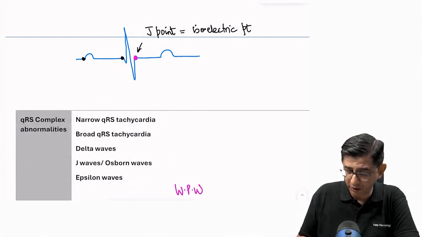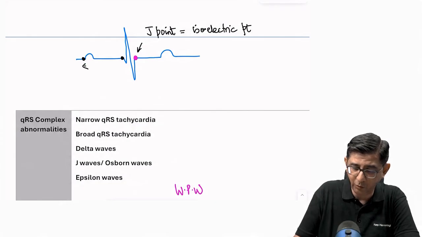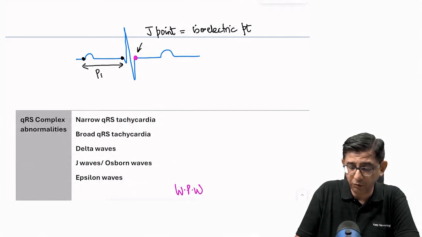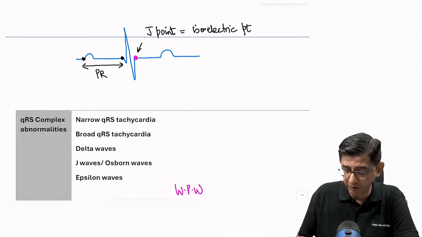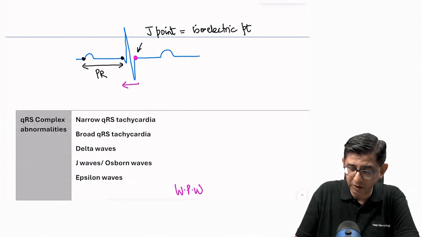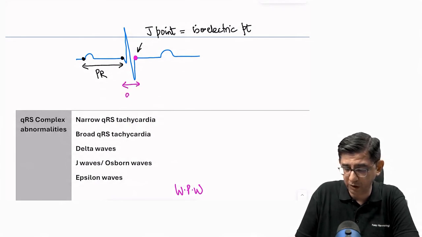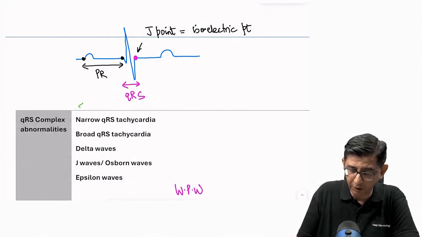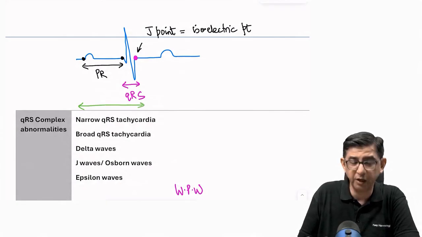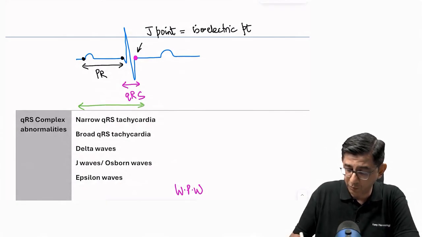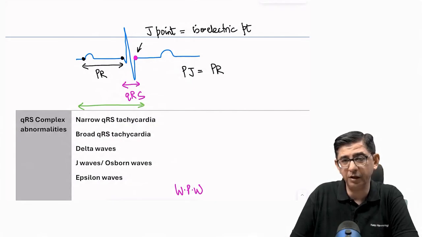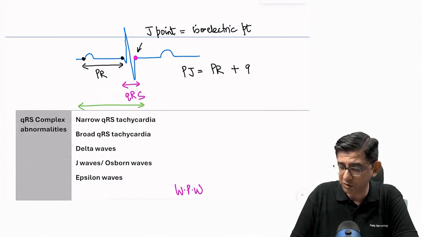And now you can see the distance between the 2 black points, that is the start of the P wave and the start of the Q wave, is called the PR interval. And the distance between these 2 points, the black and the purple, is what is called the QRS complex. If I combine the 2, then I have a new parameter called the PJ interval that I was explaining to you. I have not spoken about the PJ interval at any point earlier, but I'm just going to bring to your reference here that the PJ interval in this patient is a combination of PR plus QRS.